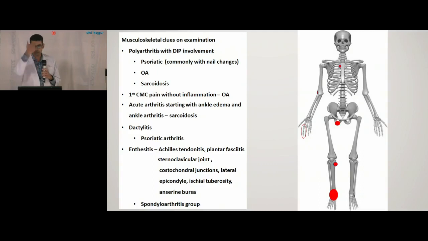Sternoclavicular joint involvement in the center, axial disease, spondyloarthropathy group. Costochondral junction, it would be an enthesitis, again a part of the spondyloarthropathy group, and a whole of the spondyloarthropathy group in different.